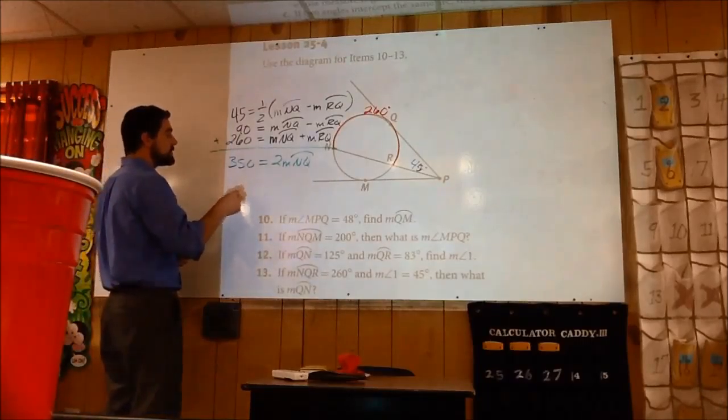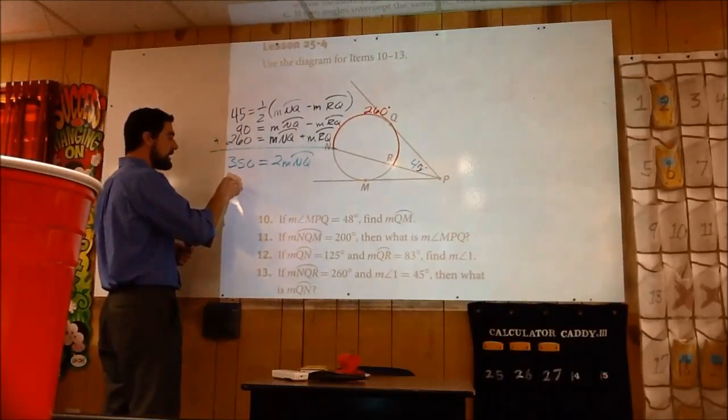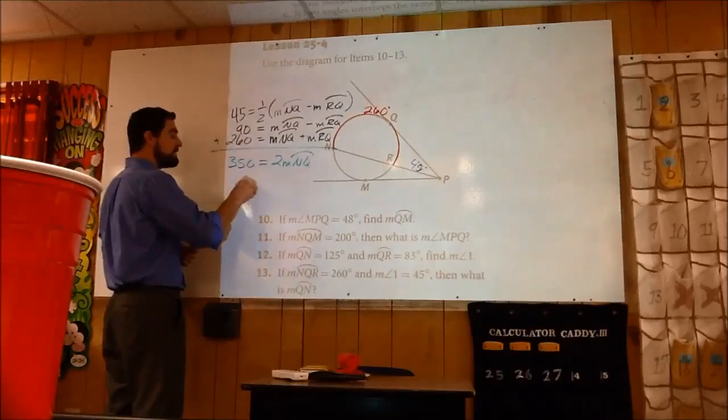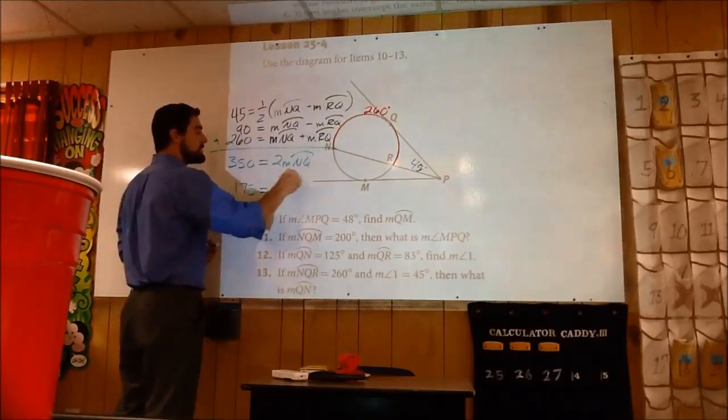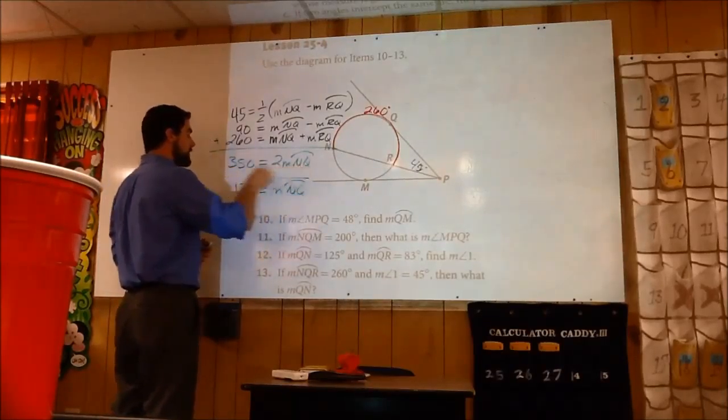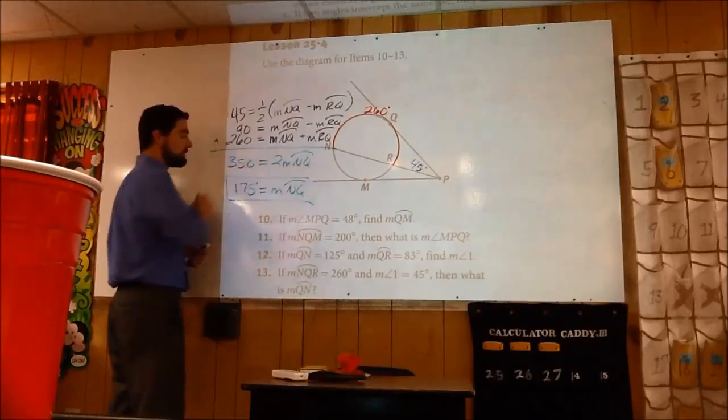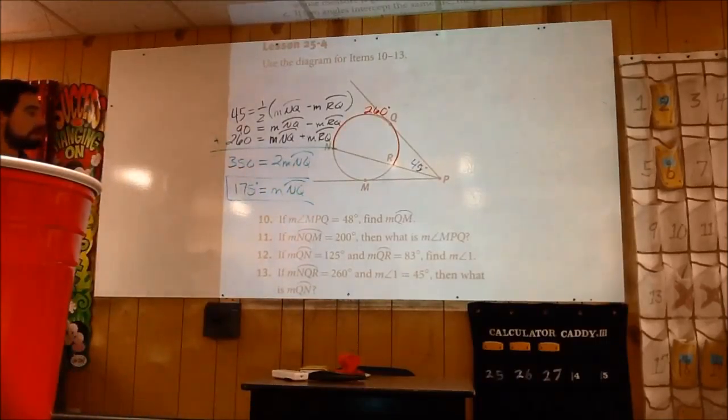Divide both sides by 2. And I get that that is 175, is equal to the measure of minor arc NQ degrees. And that's the one they asked us for.